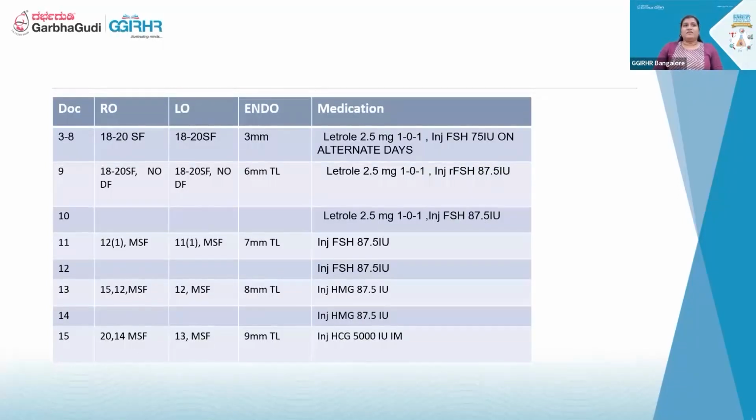Then on day 11, we saw 1 follicle on each side which was growing, and the endometrium was 7 mm. So we continued the same dose of FSH. Then we shifted to HMG on day 13 when we saw a 15 mm follicle growing on the right ovary, and again a 12 mm follicle on the left ovary.